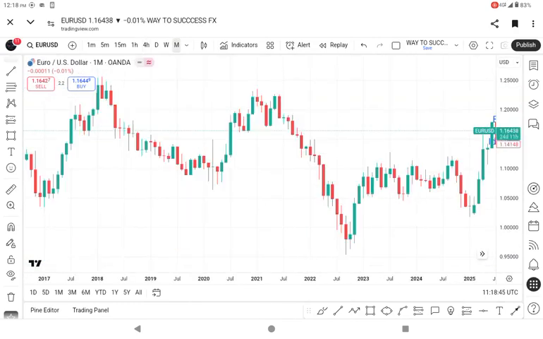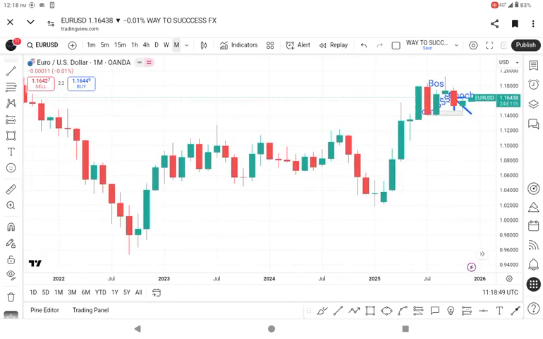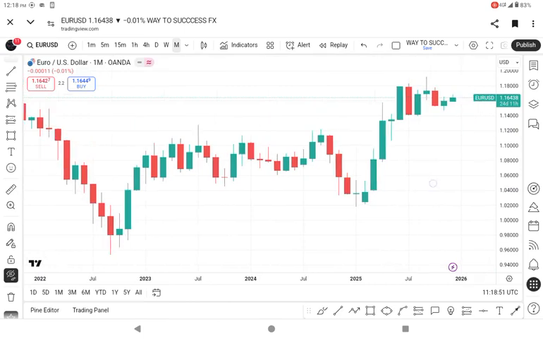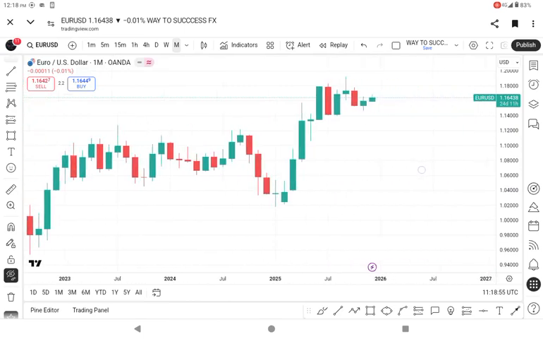So let's start from the monthly. Here on monthly, you will see that price is all the way up. The previous month swept the low of the red candle, and this month now has already taken the high of the previous month, signaling a continuation to the upside.